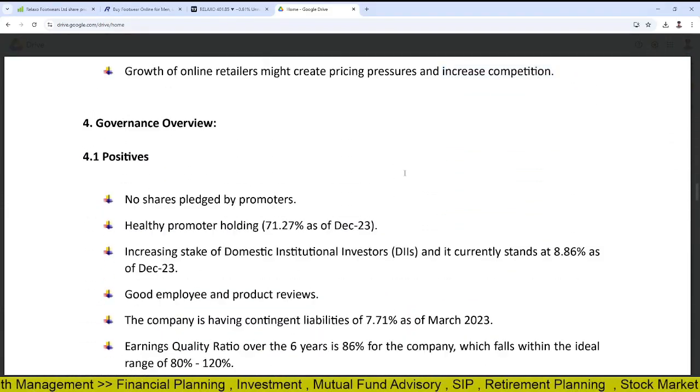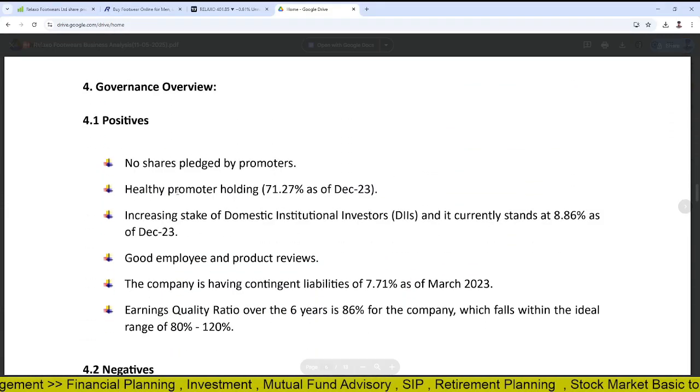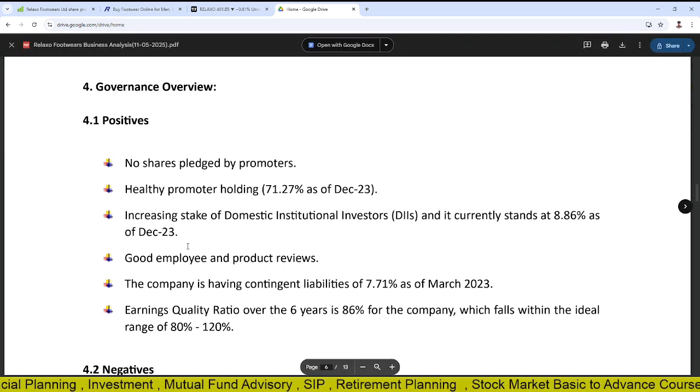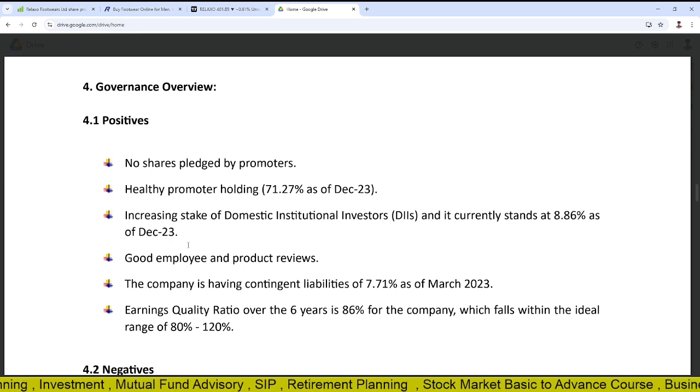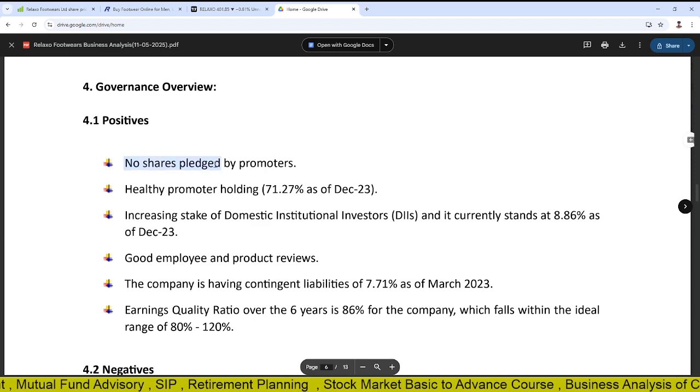Now let us discuss the governance overview, which is the most concerning from my point of view because there is some issue. But let us discuss the positive sign first, then we will discuss the negative part. The positive is no shares pledged by the promoter.